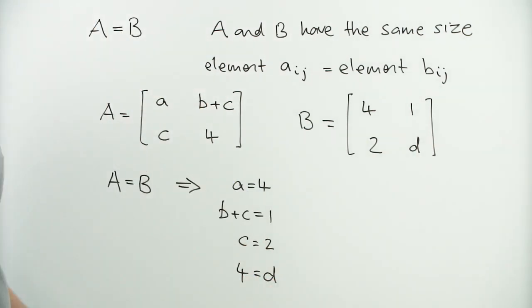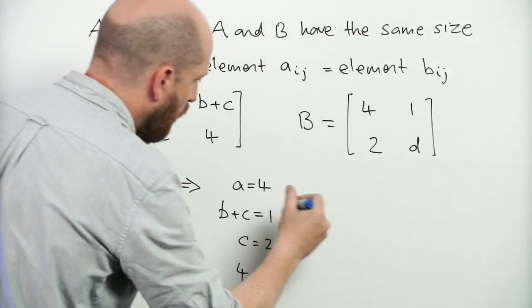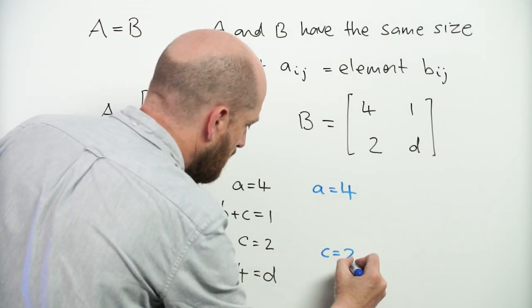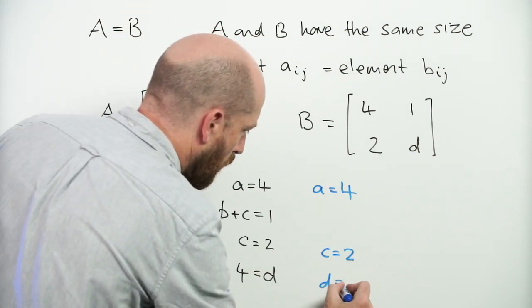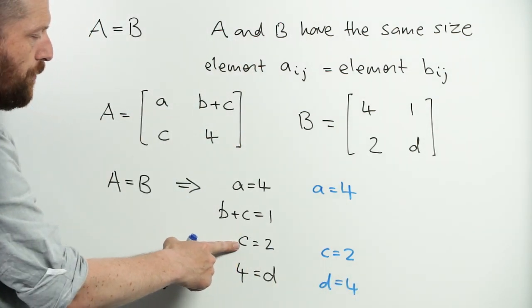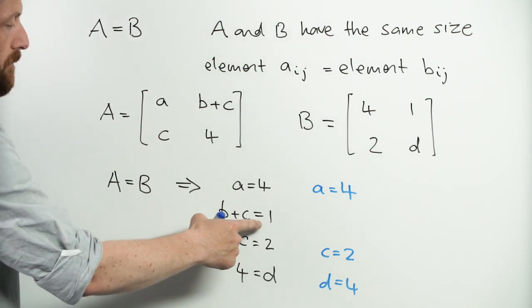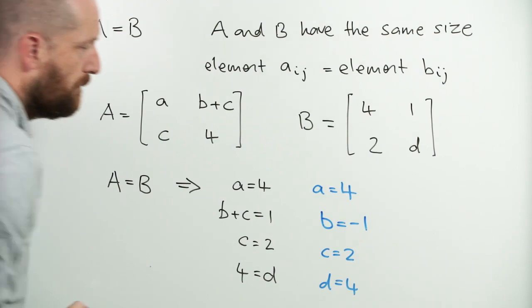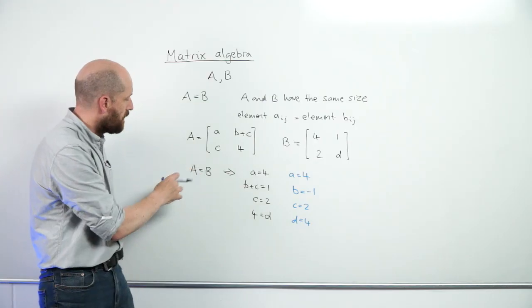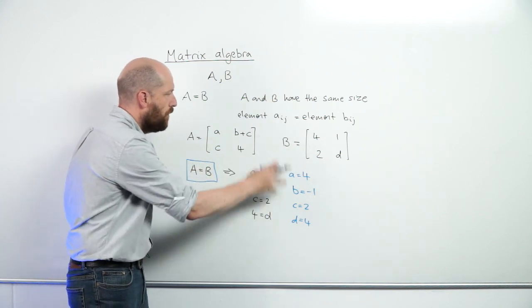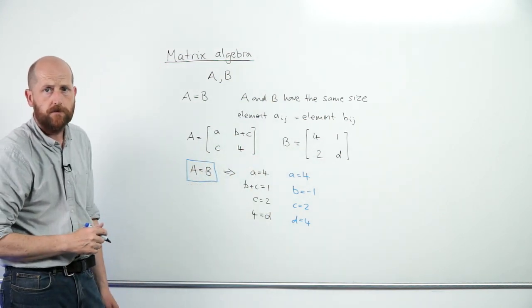And from this, I can work out all these different numbers. I've got A equal to 4. This tells me C is 2. Here I've got D equals 4. This last one, I need to do a tiny bit of work. I know that C is 2 and B plus C must be 1. It means B's got to be equal to minus 1. So I can have matrix equations like this, and from this, I can work out information from the various matrices.